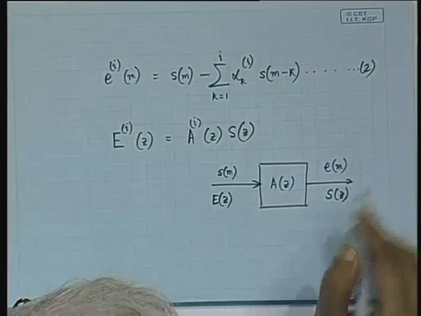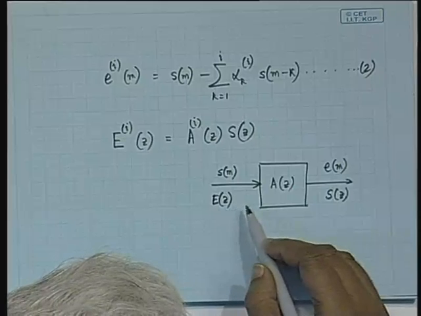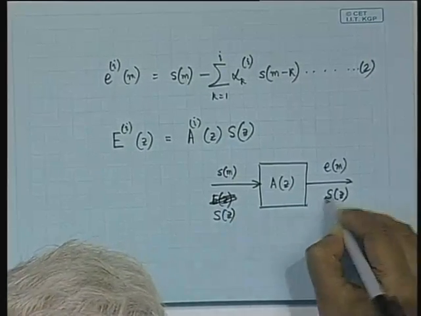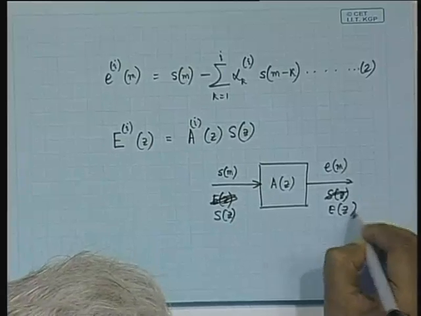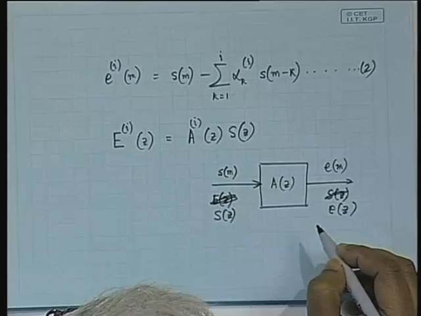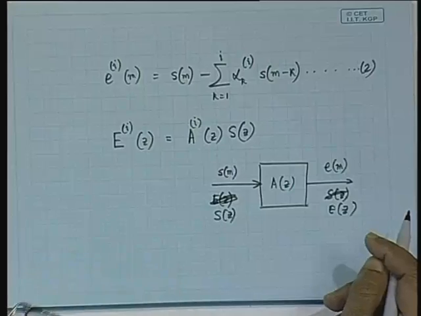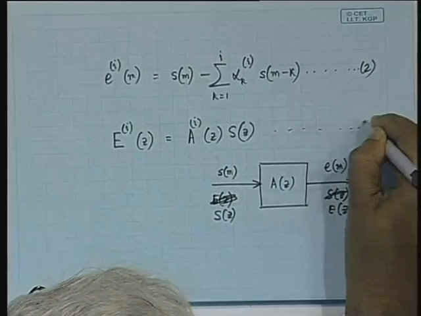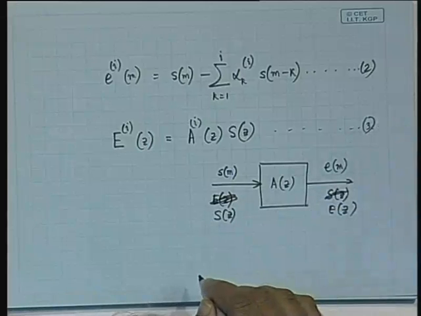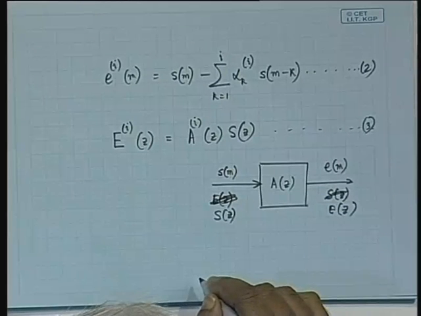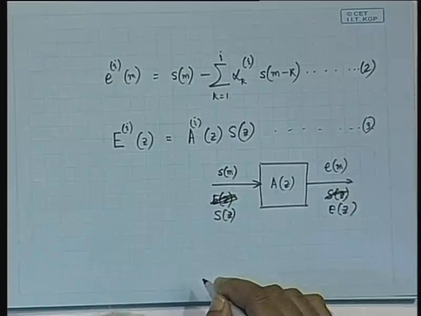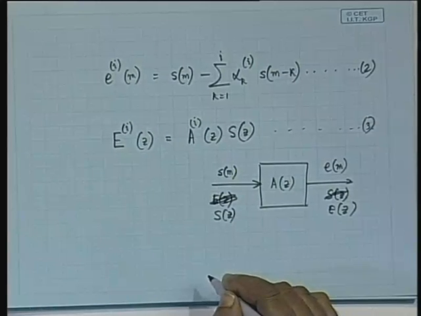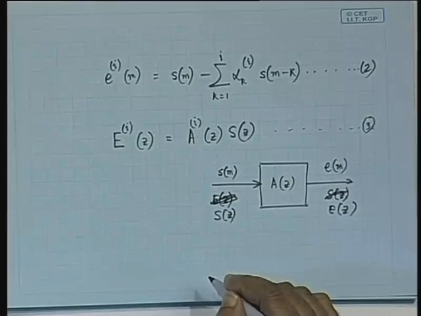Sorry, I just wrote it in the wrong place: S of Z here and E of Z here. So, E of Z will be nothing but A of Z into S of Z. So, this becomes our expression 3. Now, again our objective will be to express the relationship in an iterative form.